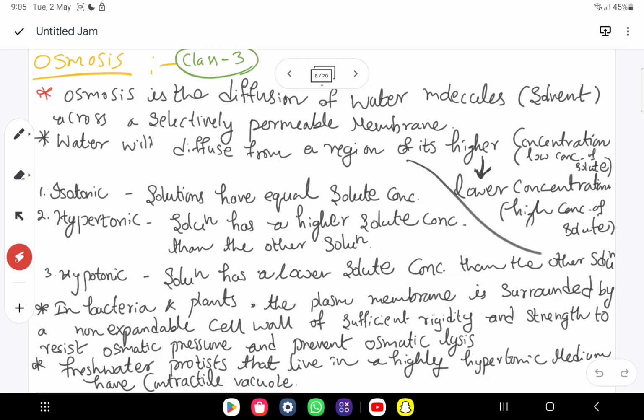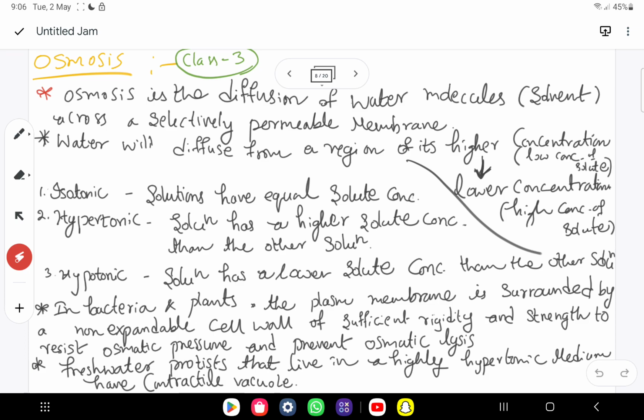The topic is osmosis. Osmosis is the diffusion of water molecules, that is solvent, across a selectively permeable membrane. So water will diffuse from the region of high concentration to the region of low concentration. So water moves into the body through osmosis. Hydrostatic pressure or osmotic pressure may build up inside the body.